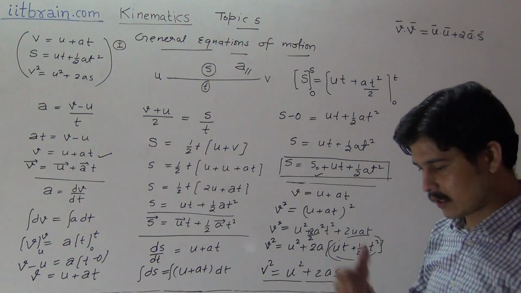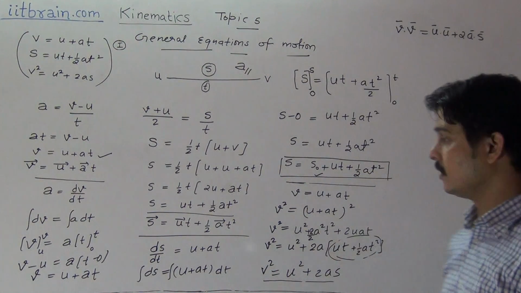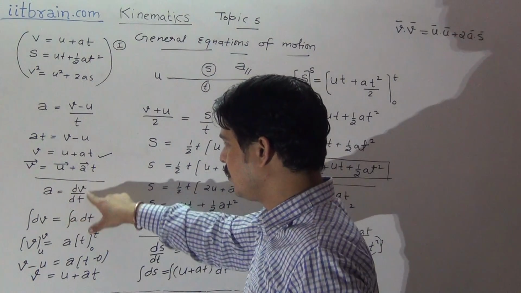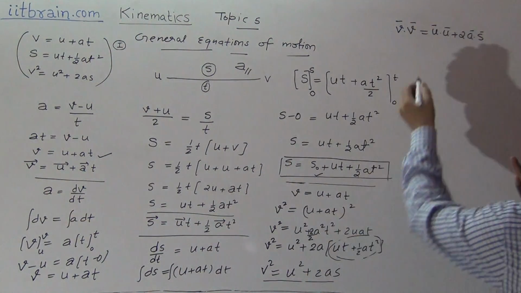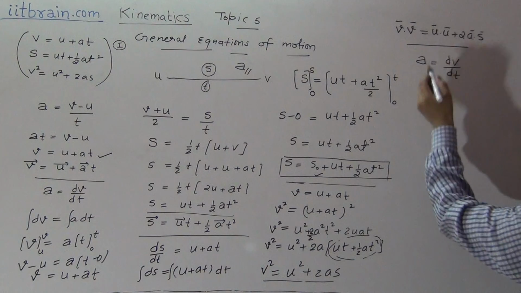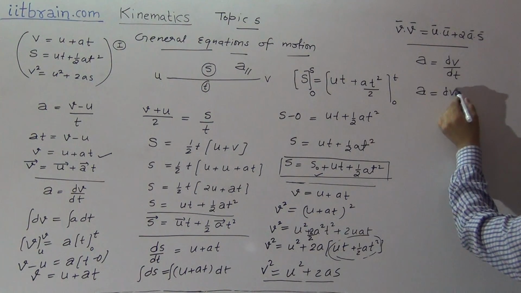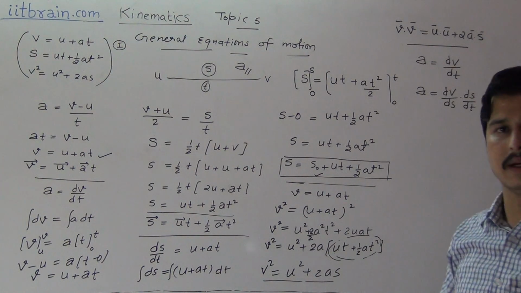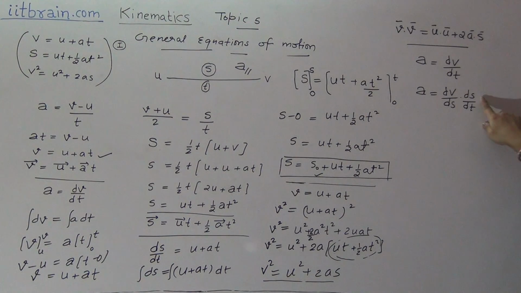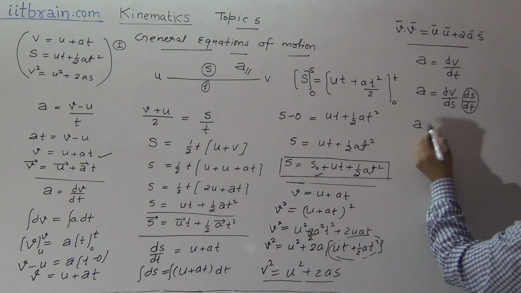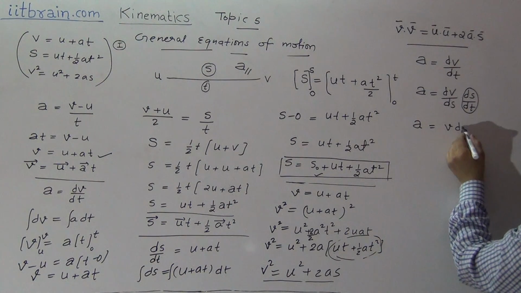Now the last thing is to derive this last result by calculus. So start with the first equation again. We see here that a is dv by dt. This is the definition of acceleration in terms of calculus. We can write this as dv by ds into ds by dt, because you know it is a general rule of calculus that you can exchange one variable for another. So a is dv by ds into ds by dt. This ds by dt is known as velocity. So a is equal to v dv by ds.